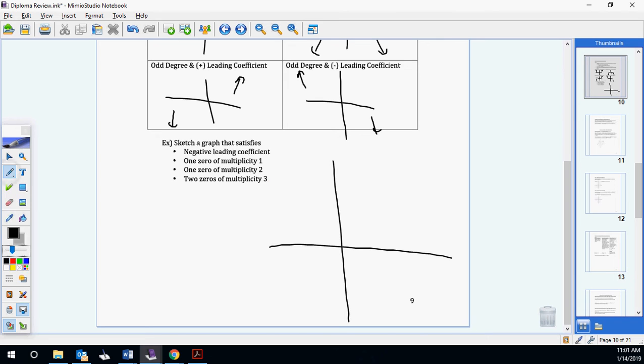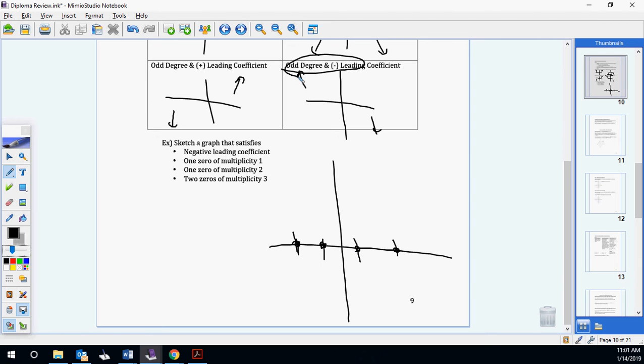So let's just go ahead, anywhere is fine. I'll put 1 here. 1 zero of multiplicity 1. We got 1 zero of multiplicity 2. 2 zeros of multiplicity 3. So let's try to do it here. It's a negative leading coefficient, and 9, that means it's negative and odd. So that means it's going to start high and end low, right? From your pictures, it's this one.